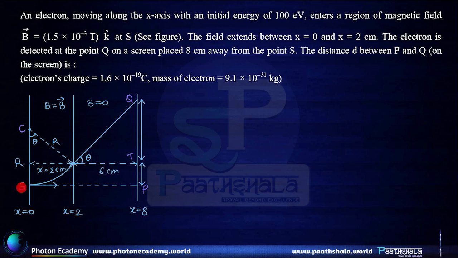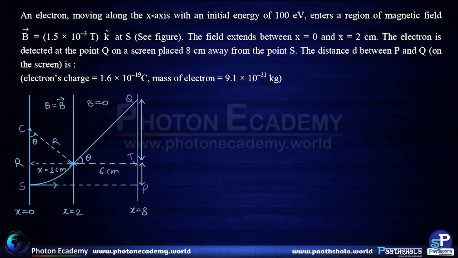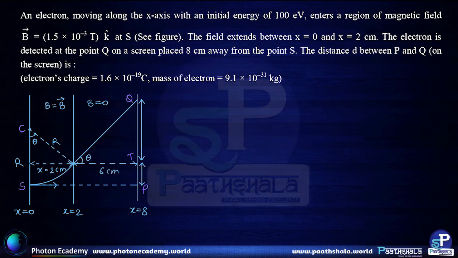So the electron enters from S in the region where the magnetic field is 1.5 × 10^-3 Tesla k cap. Due to this magnetic field, this electron experiences a circular path, and when it reaches the boundary where the magnetic field becomes 0, it goes on to take a straight path, and it is detected at a point Q on this screen. So let us assume TQ to be distance h.